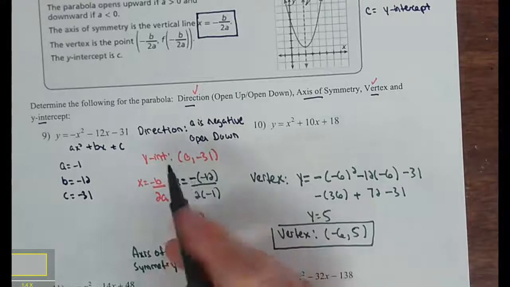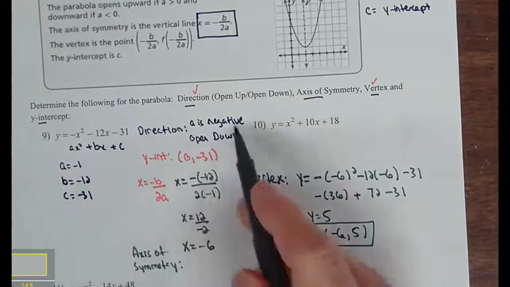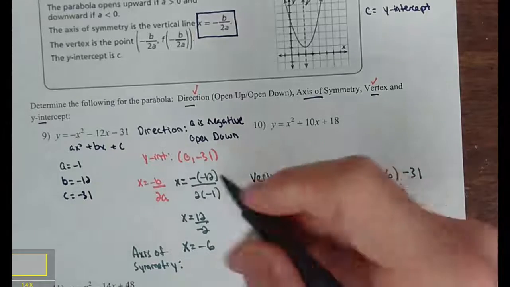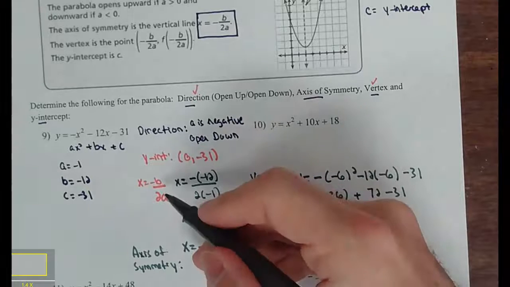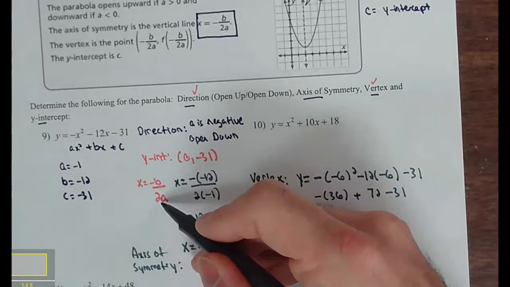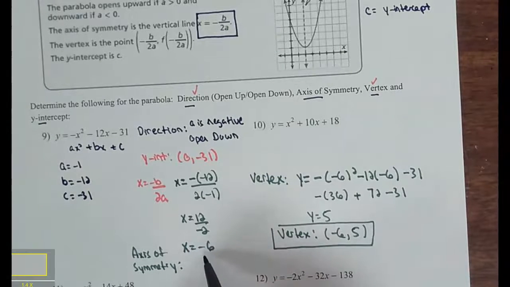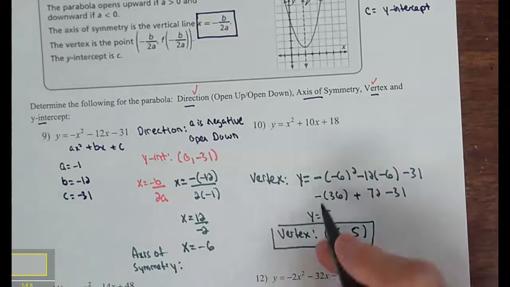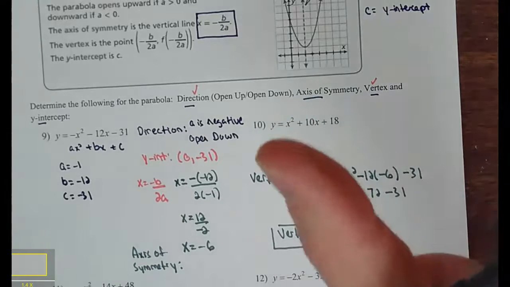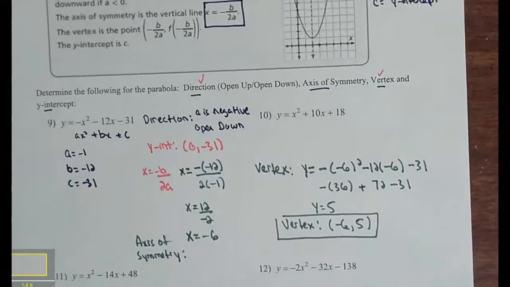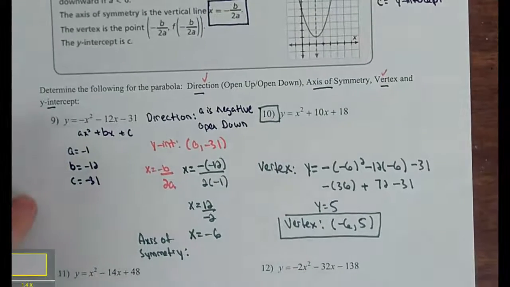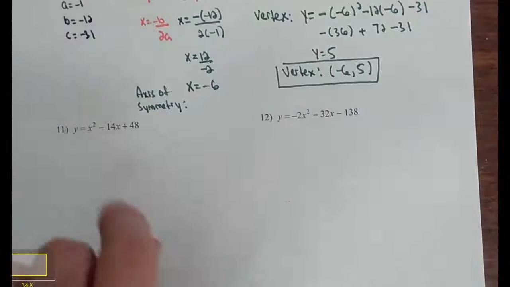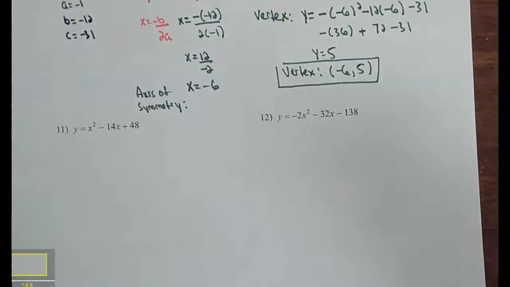So for direction, because a is negative, the parabola is opening downward. The y-intercept is your c value, so it's negative 31. We found our axis of symmetry by taking negative b over 2a, and we got negative 6. For our vertex, we plug the x value into the equation to find the y value. Eventually, I'm going to ask you guys to try this, hopefully on a separate sheet of paper. I ran out of room, so let's just look at number 11, and then I'll have you try 10 and 12 for the next day we meet.